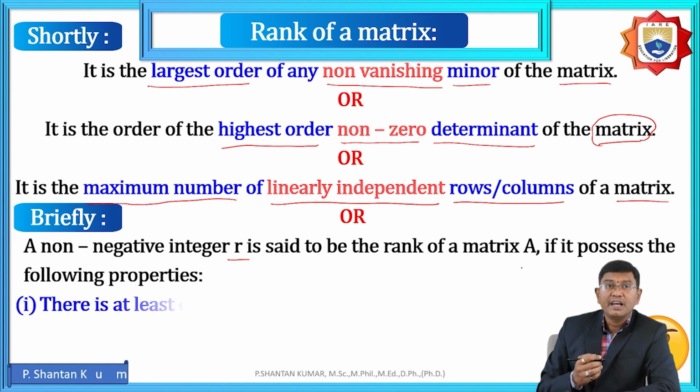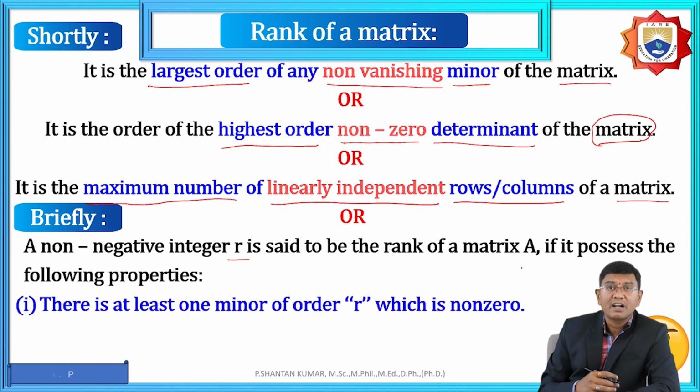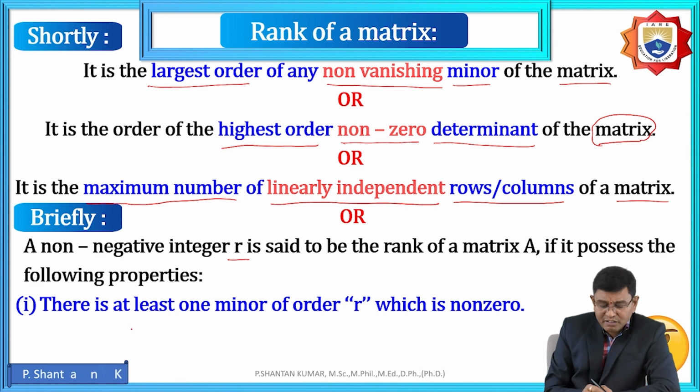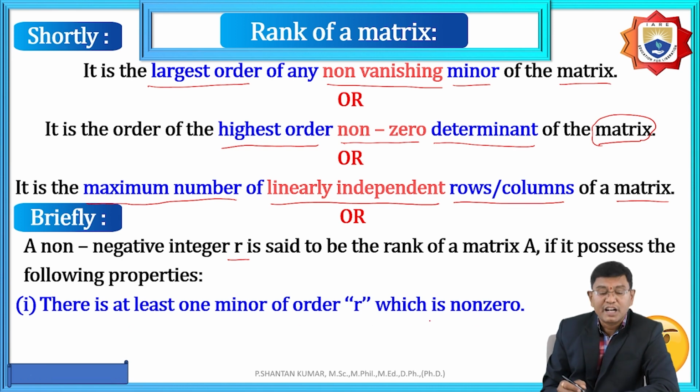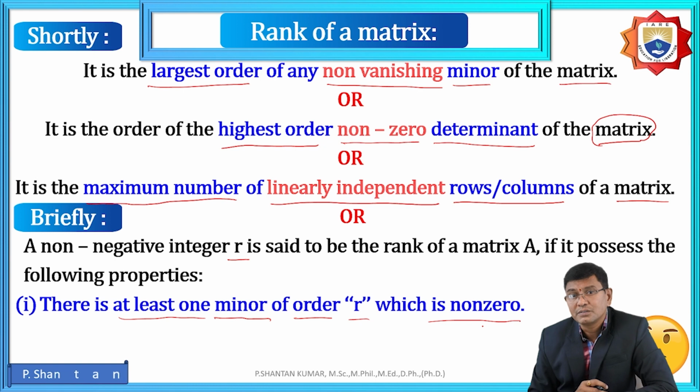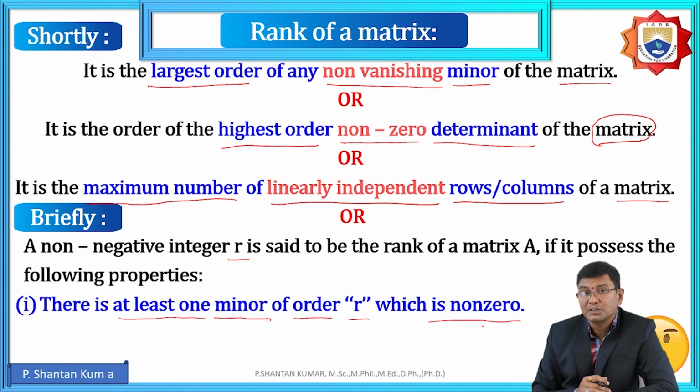Here, there is at least one minor of an order R which is not equal to 0. That means whatever matrix we take, there is a minor of order R, at least one, which is not equal to 0. That means if you say the rank is R, that minor is not equal to 0. For example, the given matrix is 3 by 3, and a 2 by 2 minor is not equal to 0. That is the meaning of this condition.